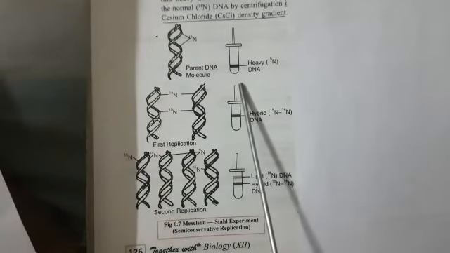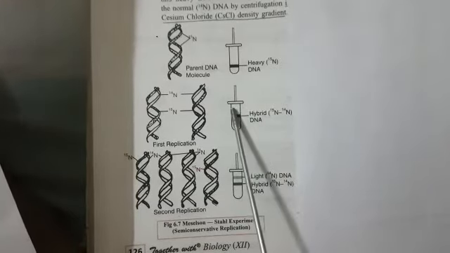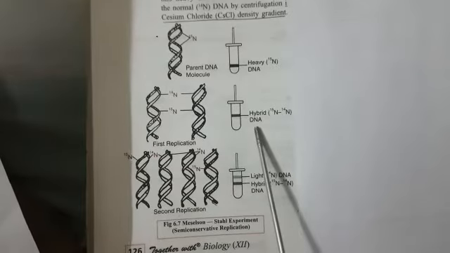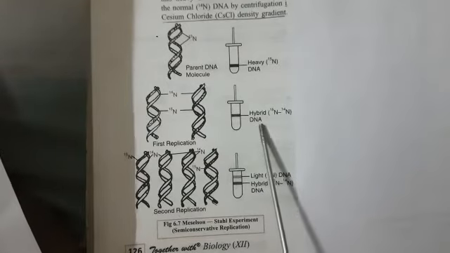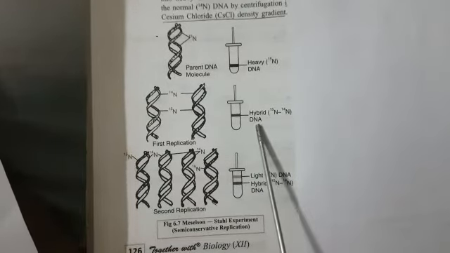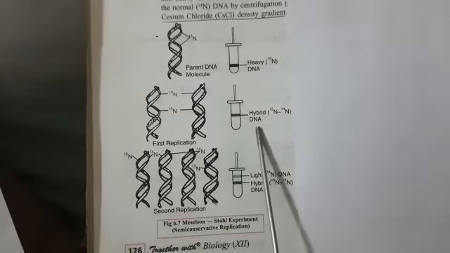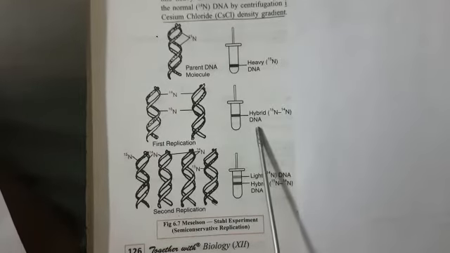This heavy DNA can be differentiated from normal DNA by centrifugation in a cesium chloride density gradient. Then they transferred the cells into a medium with normal 14NH4Cl and took samples at various definite time intervals as the cells multiplied. You know that bacteria double in 20 minutes.